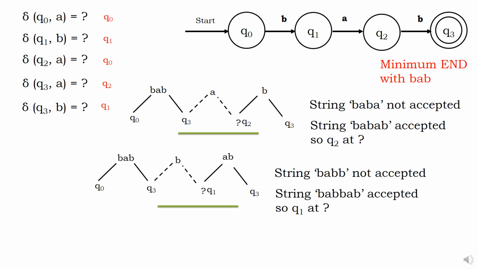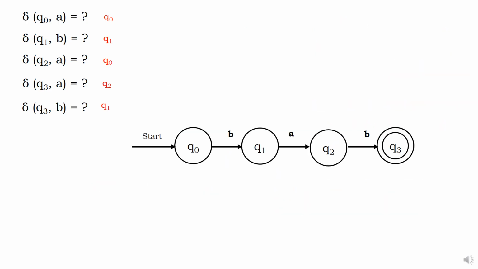I advise you to pause then and there, and carefully rewind and check. Now, we will start the work. Q0, A will be Q0, self loop. Q1, B will be Q1 only, self loop. Q2, A will be Q0. So I should go to Q0.